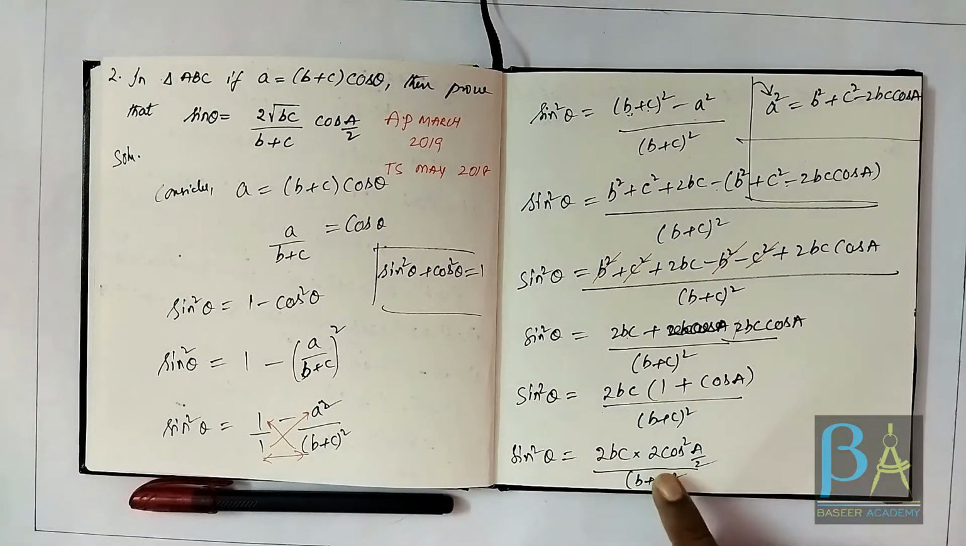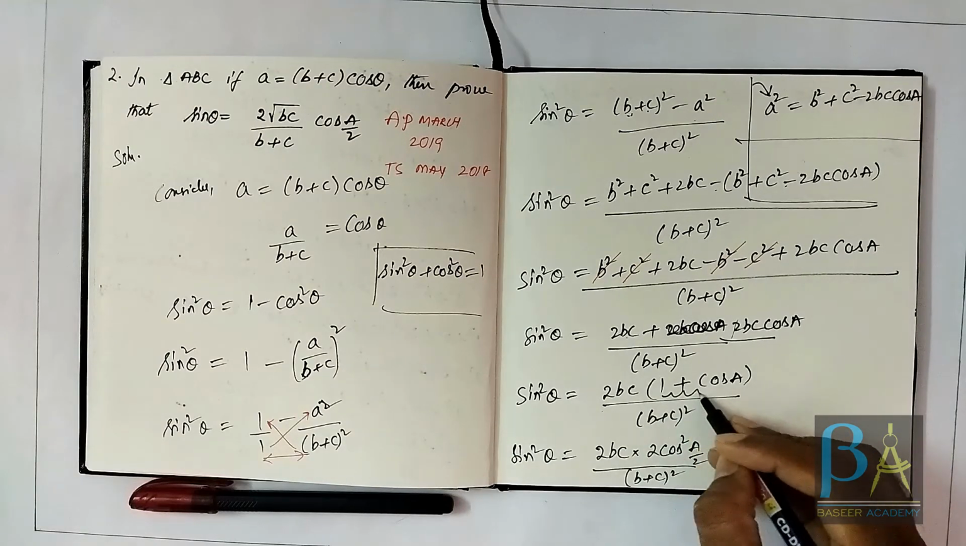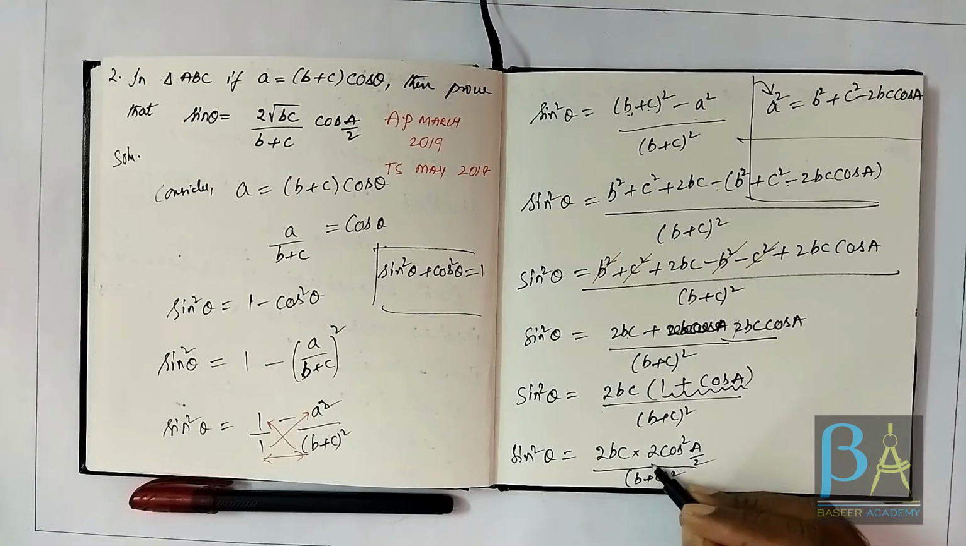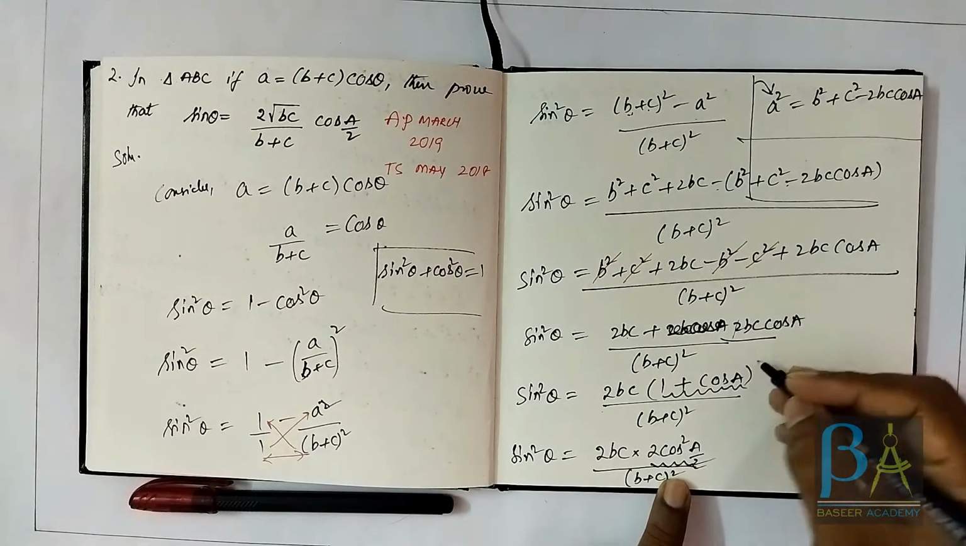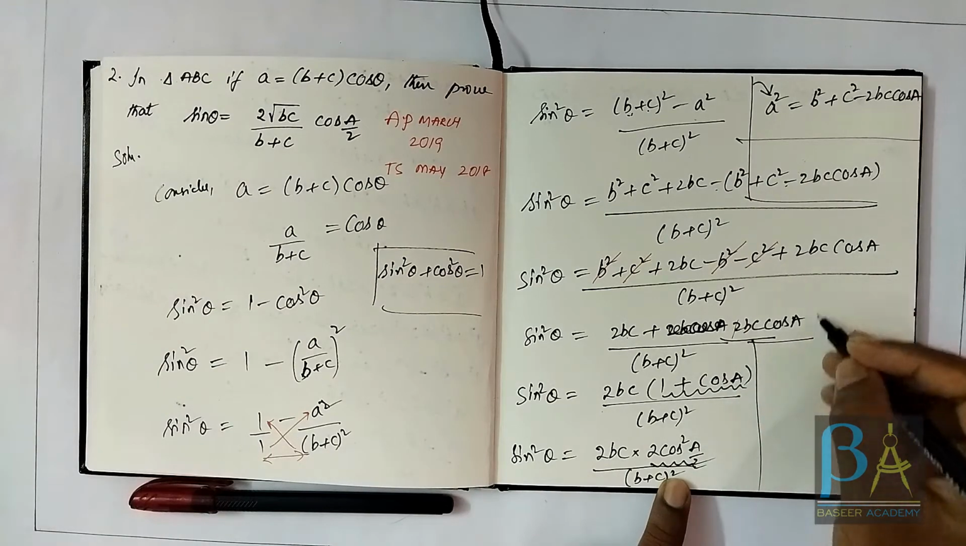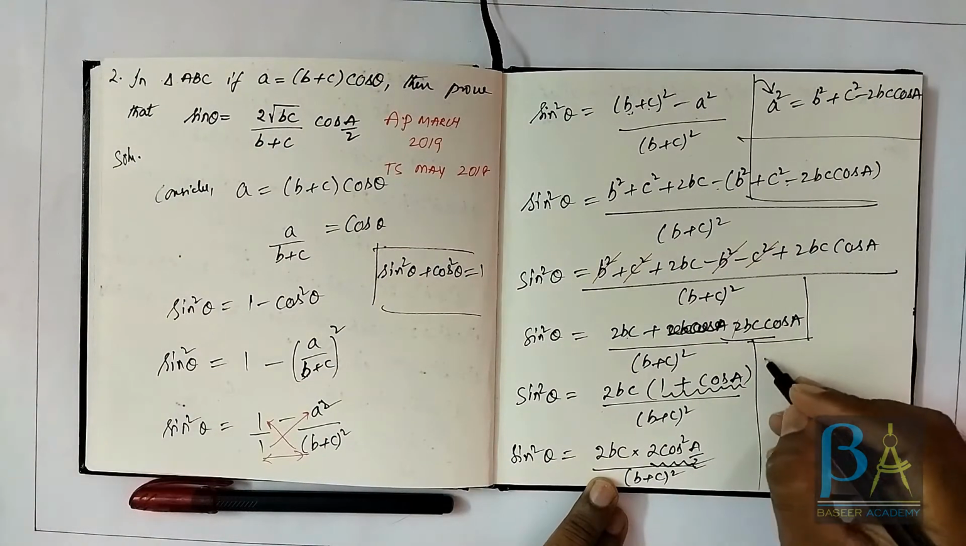1 plus cos A is nothing but 2 cos square A by 2. So in place of 1 plus cos A, I wrote 2 cos square A by 2. Now what else? Let me use this space here, because I really don't have much space, because I have already copied another question on the next page here.